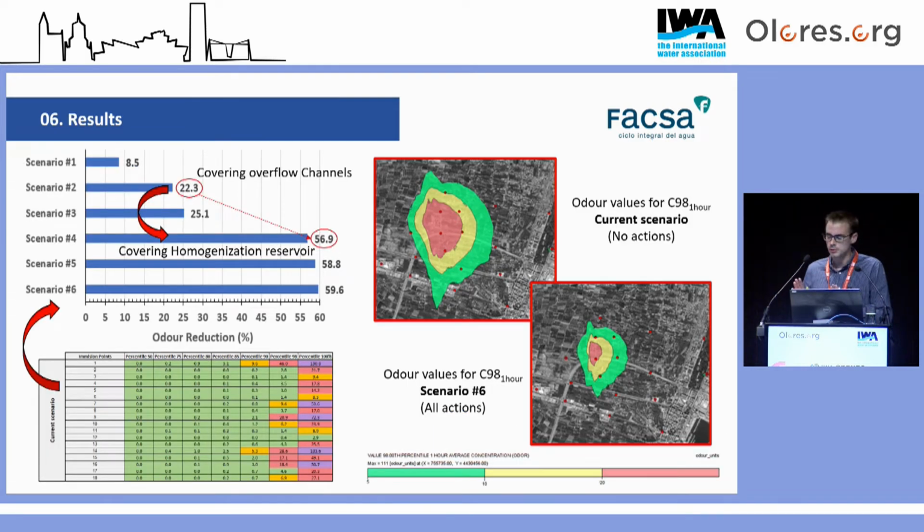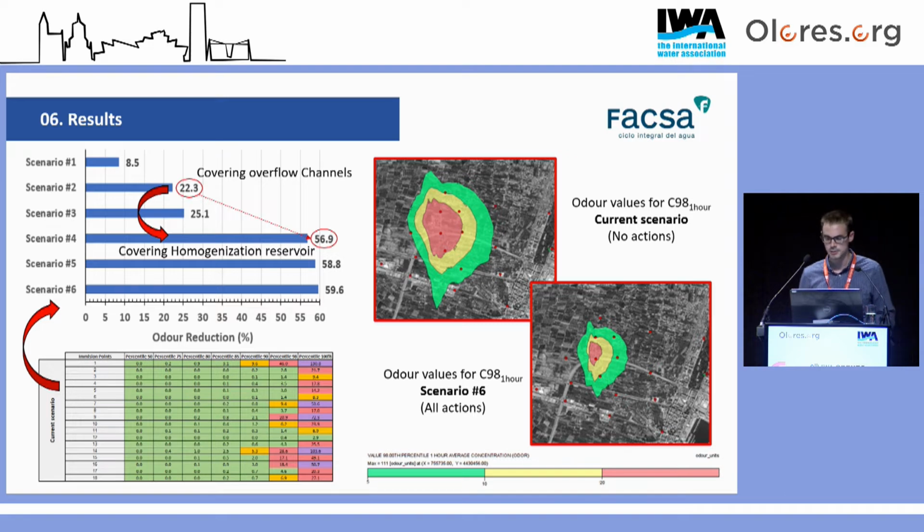Basically, two kinds of results. On the left side, you can see the quantitative results, and then the qualitative results on the right. For the qualitative, we use these areas which mark the odor impact of the 98th percentile, 1 hour, with the current scenario with no actions taken, and then with scenario number 6 with all the actions taken. So you can see that it's a big reduction in the affected area between the no action scenario and scenario number 6.